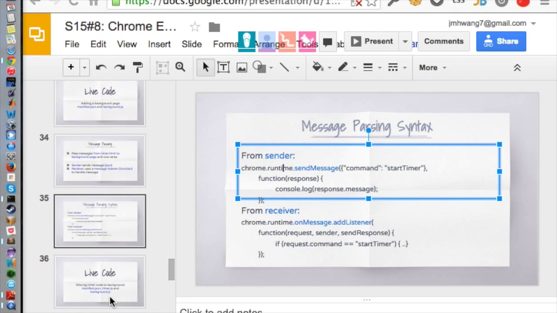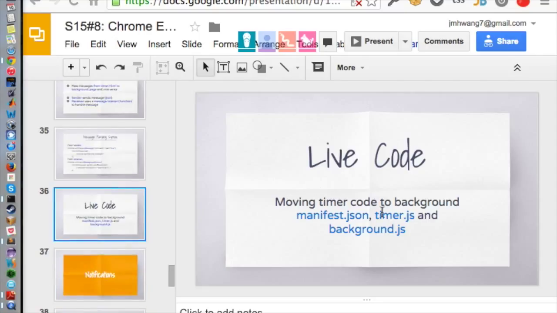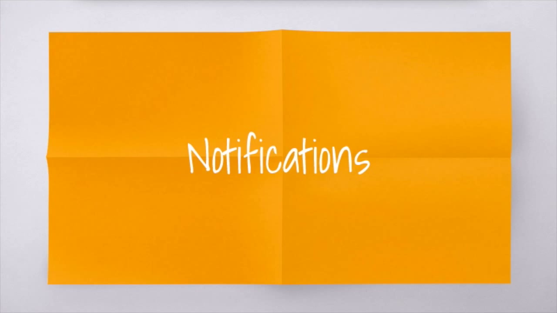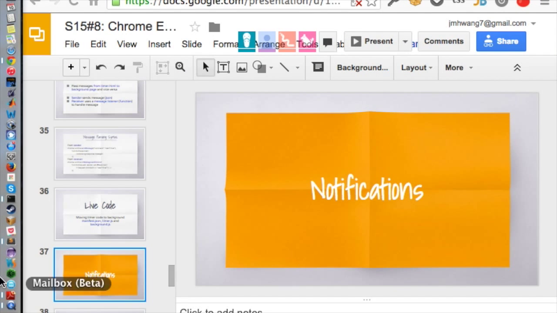Cool, so we did send messages, and that's really handy. And what we did was we moved the timer code to the background page. We modified the manifest.json to add the information about the background. And we also started adding code in background.js to keep track of our timer and send the message back to timer.js to update the time. Right? Okay, so do you guys have any questions so far, or do you want me to pull up code from a previous file?